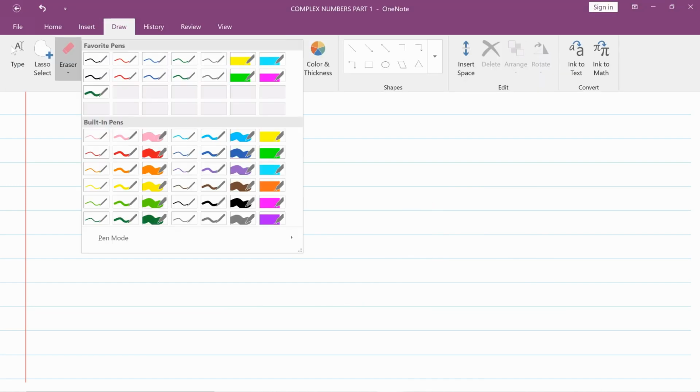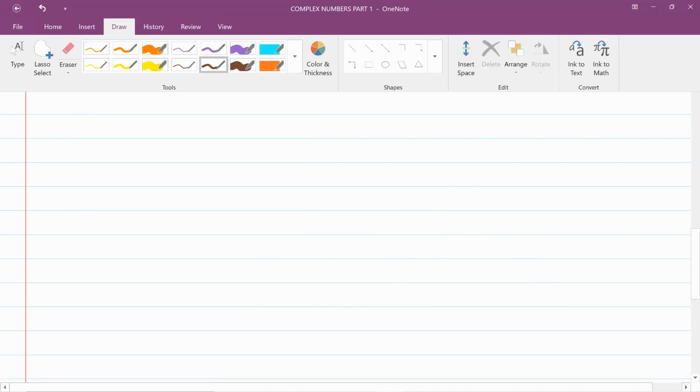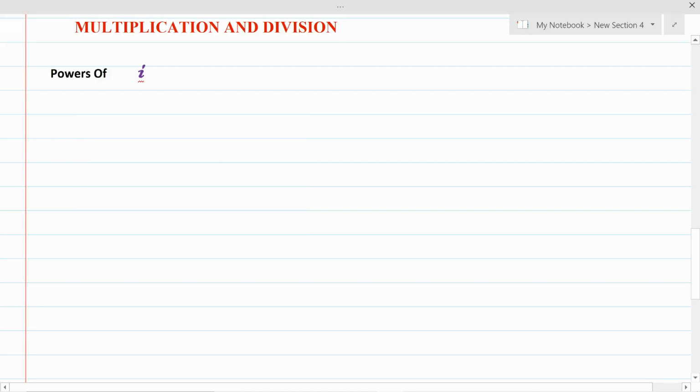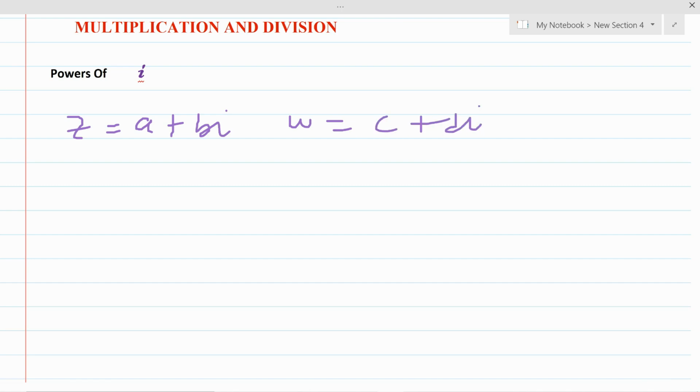Earlier we found out... let's use a different color for the shortcut. So if you have z equals a plus bi, then w equals c plus di. Now you are just multiplying them, z times w.